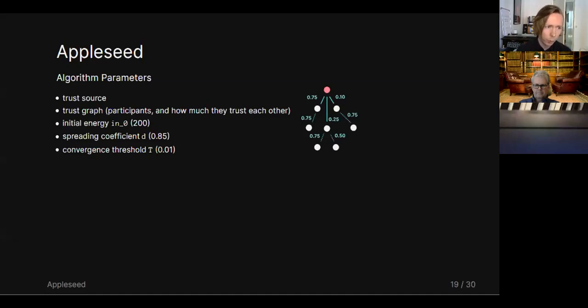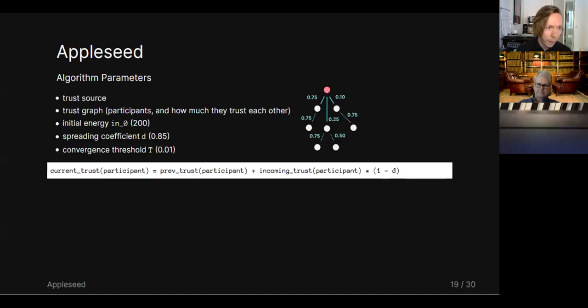We can see that I have a few numbers here in parentheses, and these are the defaults recommended by the Appleseed authors. So we can see here the amount of trust for any participant at the current iteration. It will be going through loops and loops and loops until it's converged, which is defined by this basically: the current trust is equal to the previous trust plus a portion of the incoming trust.